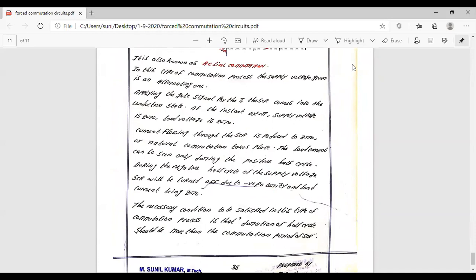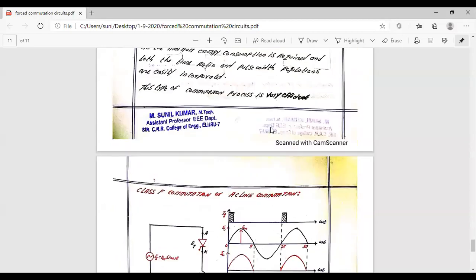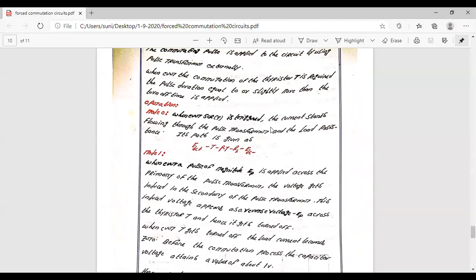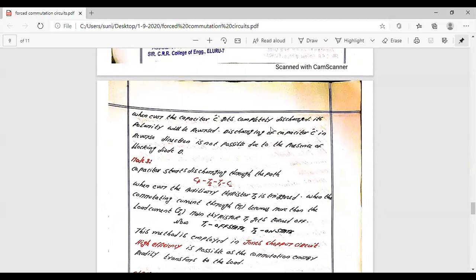Okay, so is there any doubt related to these commutation circuits? Please refer to these commutation circuits provided to you, and if you have any doubt, you may simply approach me. Okay, so please respond, anyone. Are there any doubts for you?